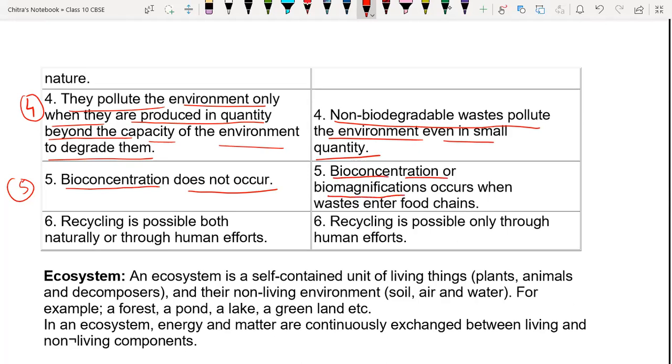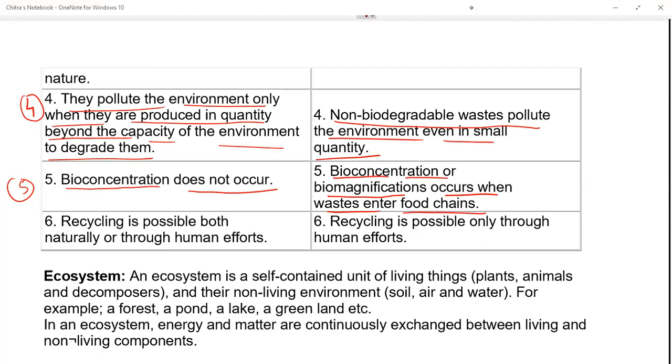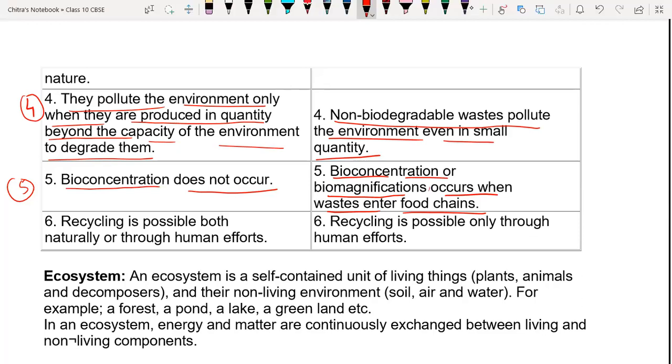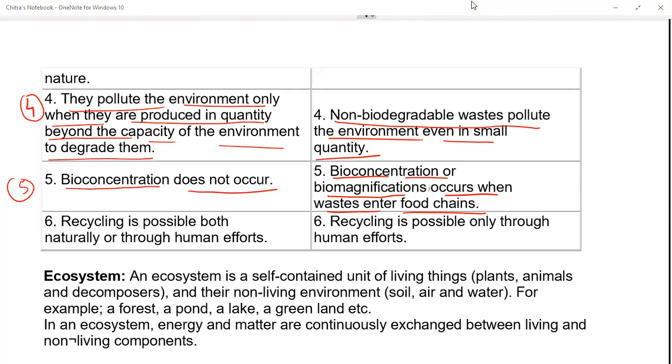Biomagnification occurs when waste enters the food chain. Suppose a non-biodegradable substance like DDT, an insecticide, produces toxins. Insecticides and pesticides are made from different chemicals. When these chemicals enter the food chain or food web, they directly affect it. That's why non-biodegradable wastes are more dangerous and harmful compared to biodegradable waste. So non-biodegradable wastes are very, very dangerous.